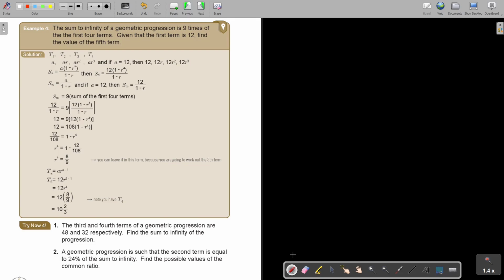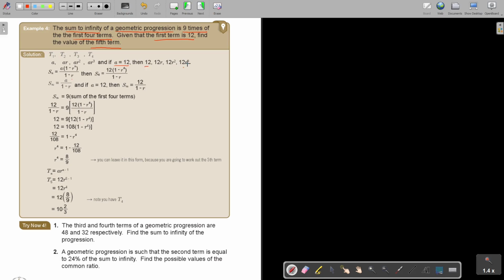The sum to infinity of a geometric progression is 9 times the first 4 terms. Given that the first term is 12, find the value of the fifth term. Okay, now, if it's a GP, then the terms will be A, AR, AR squared, AR to the power of 3, where the value of A will be 12. So it will be 12, 12R, 12R squared, 12R to the power of 3.